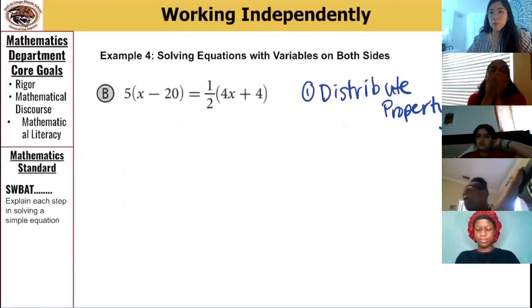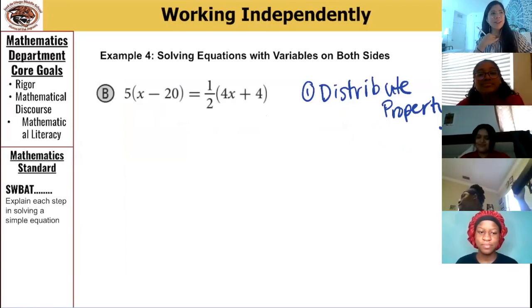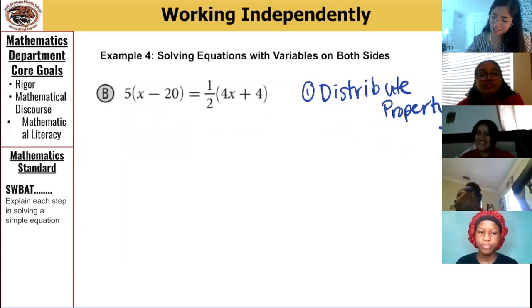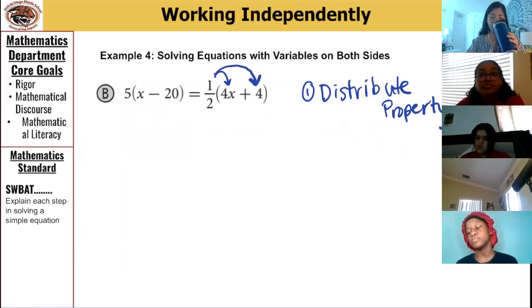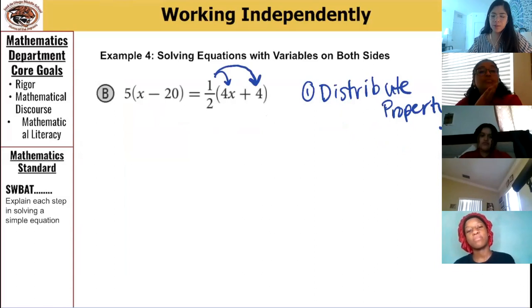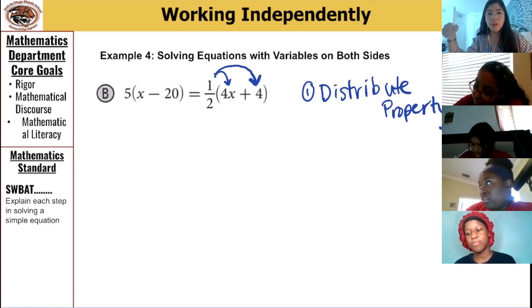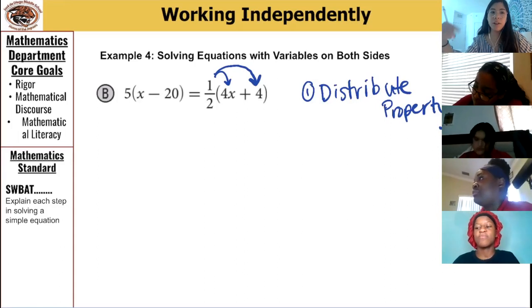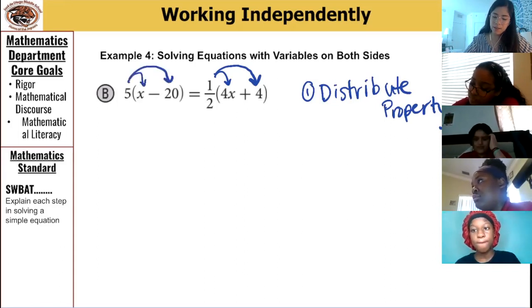The reason I want to do this one first is because when I distribute this fraction, which I'm going to have to do, what do I actually get? So if I do 1/2 times 4, it's actually division, exactly. 2. So 1/2 times 4x will be 2x, and 1/2 times positive 4 is going to be positive 2. So when I do the distributive property, that's automatically going to get rid of my fractions all at once. So we're going to distribute both sides in one step.